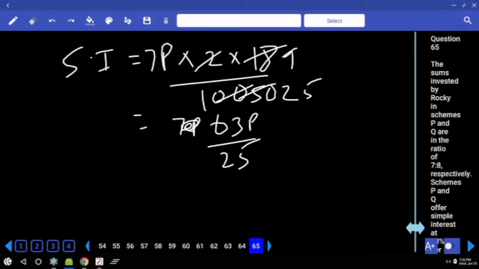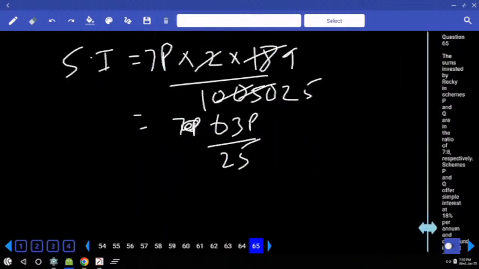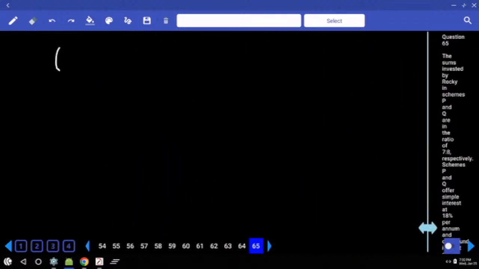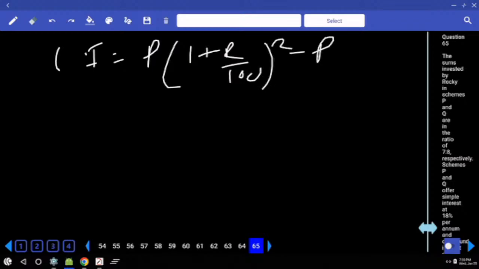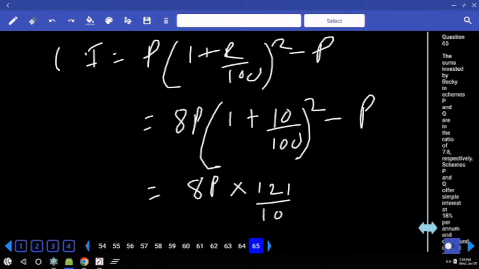నెక్స్ట్ వాట్ ఈస్ టాకింగ్ అబౌట్? కాంపౌండ్ ఇంట్రెస్ట్. కాంపౌండ్ ఇంట్రెస్ట్ అంటే ఏంటి? CI P into 1 plus R/100 whole square minus P, అవునా కాదా? సో ఇక్కడ 8p How much you're getting here? 1 plus 10 by 100 whole square minus p. How much you're getting here? Tell me. 8 parts into, this is 121 by 100.